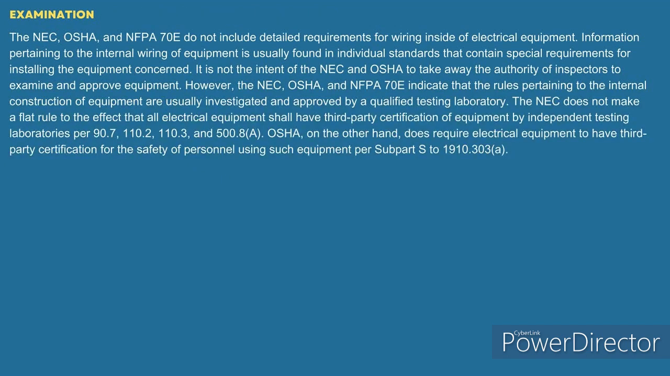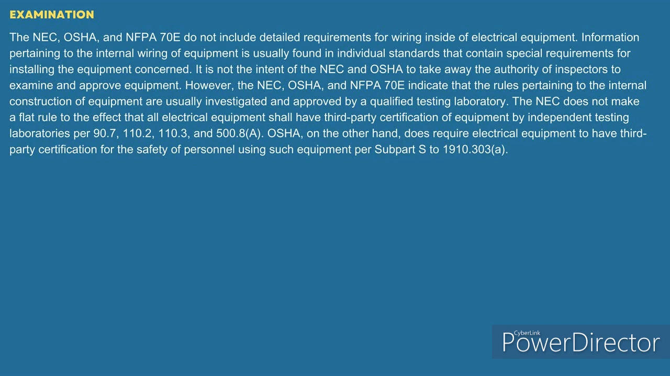Okay. Now, when you get into the examination part, it tells you here. I want everybody to listen to the very first sentence of what I put in here. The NEC, OSHA, and NFPA 70E do not include detailed requirements for wiring inside of electrical equipment. Period. Okay. Information pertaining to the internal wiring of equipment is usually found in individual standards that contain special requirements for installing the equipment concerned. It is not the intent of the NEC and OSHA to take away the authority of inspectors to examine and approve equipment.